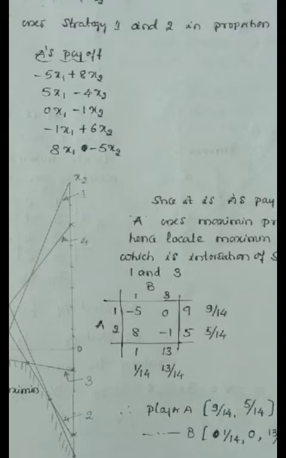Subtract the elements of first row. Minus 5, 0. That is minus 5. Ignore the sign. Write it as 5 in the second row. Next, 8 minus of minus 1 is 9. 9, write it in first row.